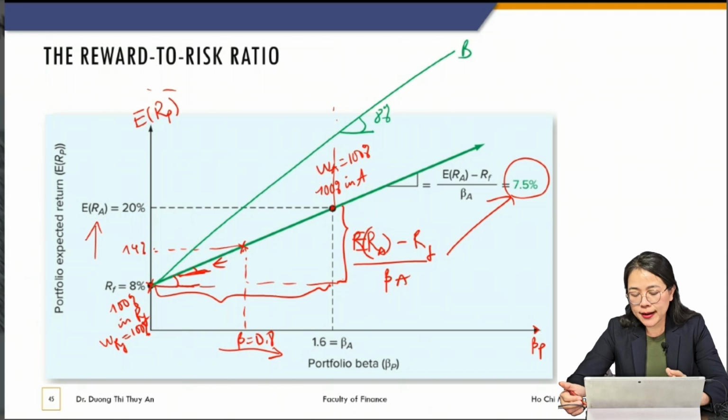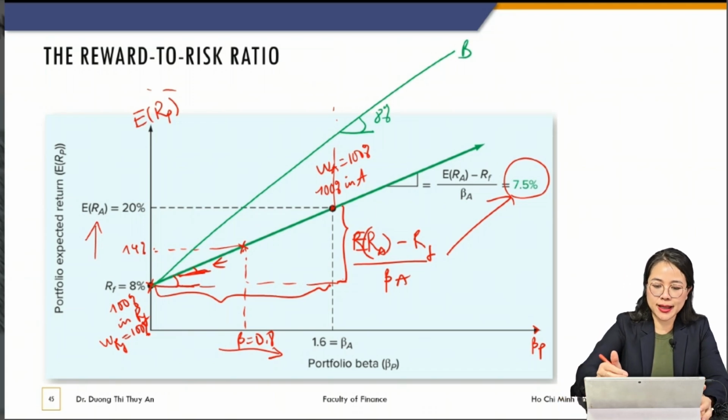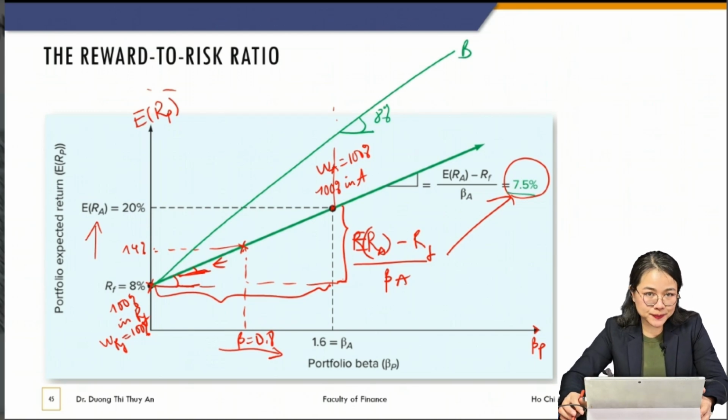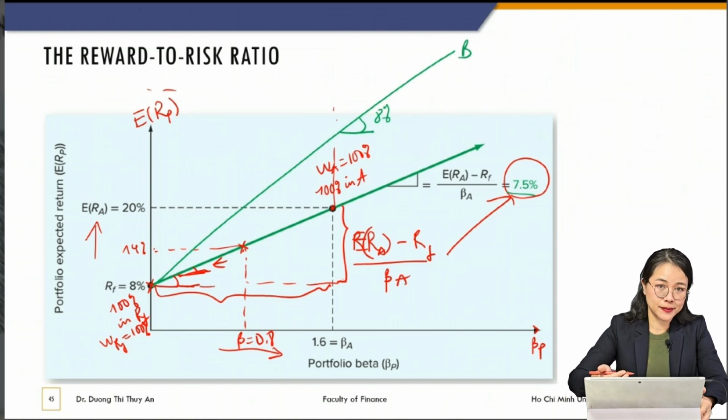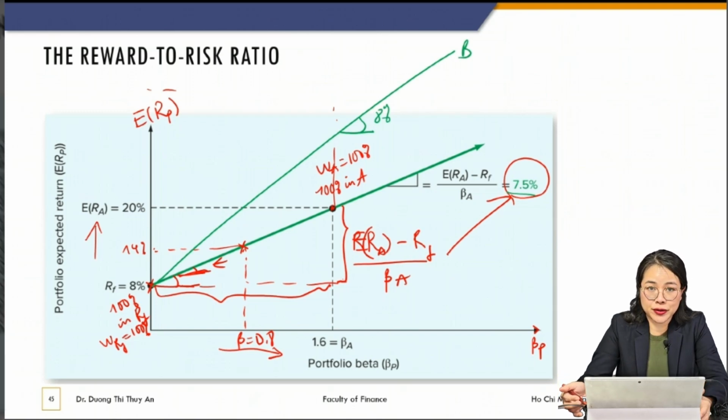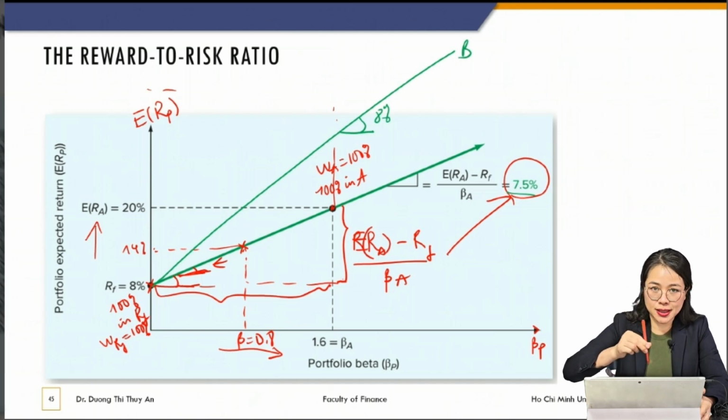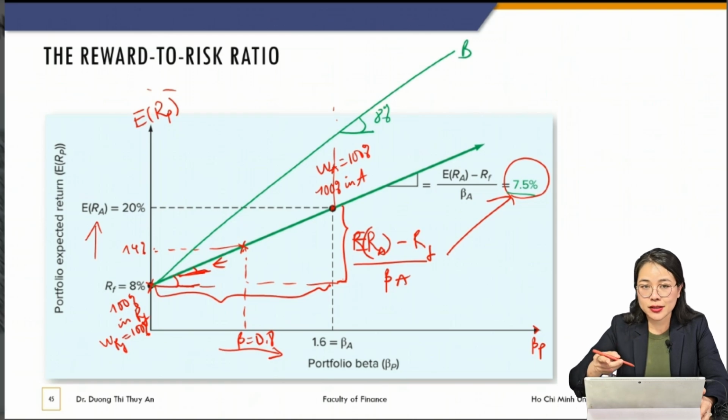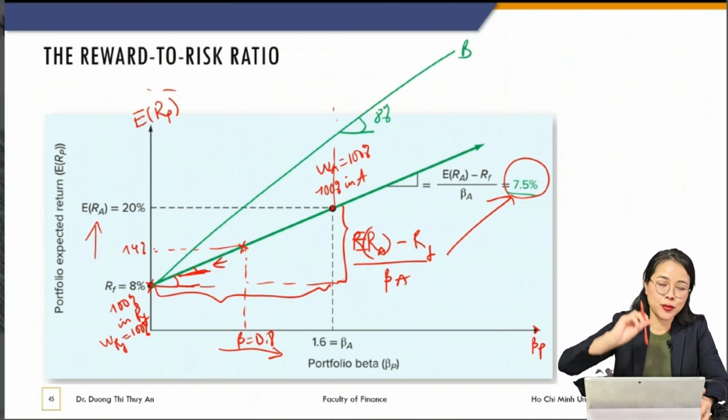Okay, if in the market there are asset B with a slope of 8% and asset A with a slope of 7.5%, what will we do? We will buy asset B, right? Because it offers a higher reward ratio, and sell asset A, because it offers a lower reward ratio, right? And when you sell asset A, you make the price of A decrease. And of course, therefore, the expected return of A will increase.